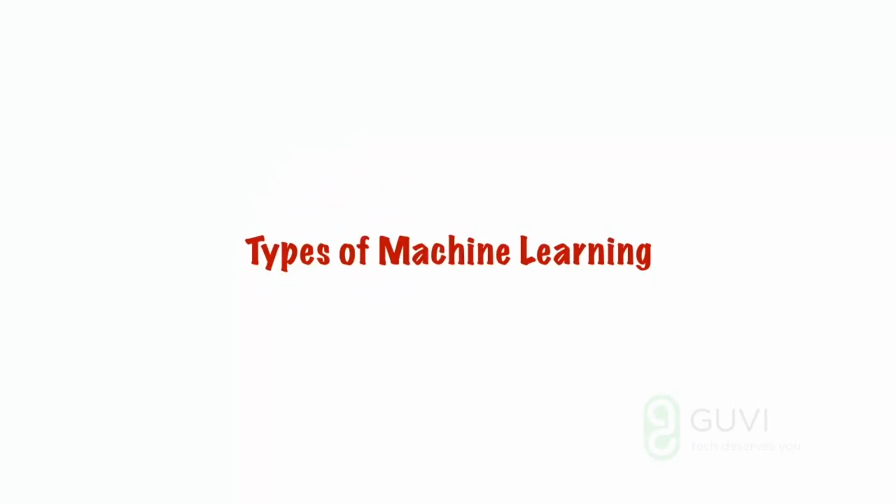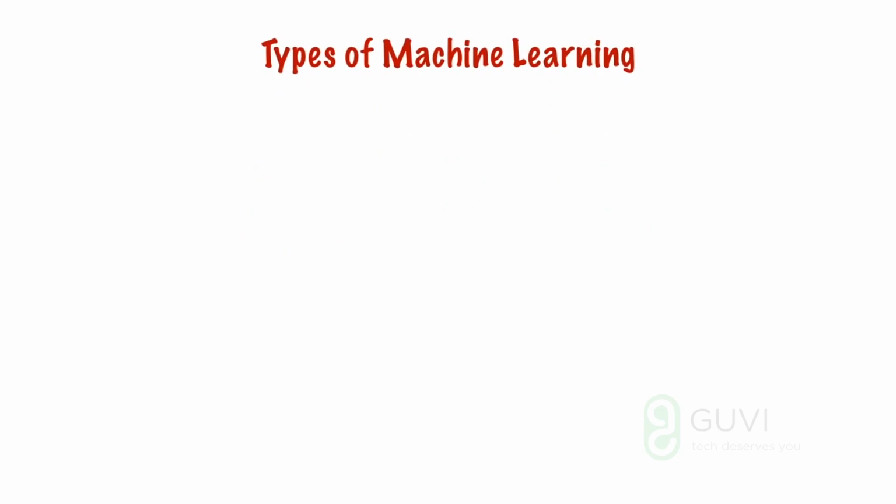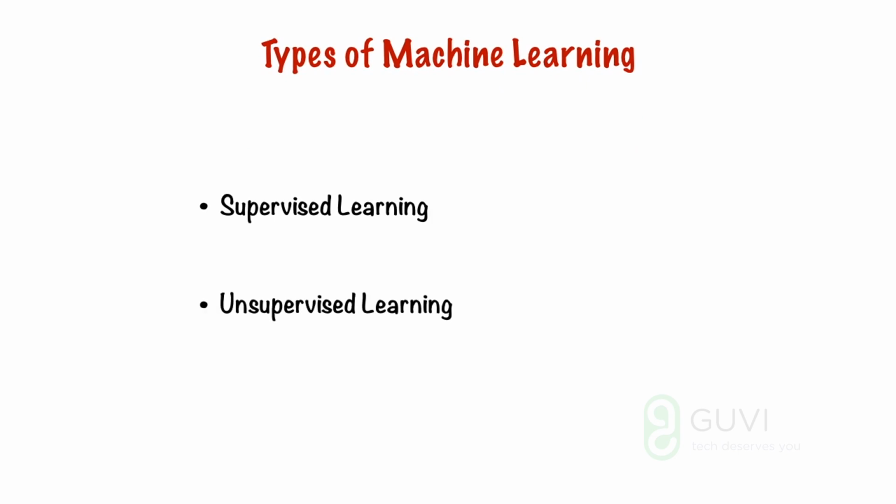in a little bit of detail. So broadly speaking, the types of machine learning are supervised learning and unsupervised learning. Let us now take a look at each of these in more detail.